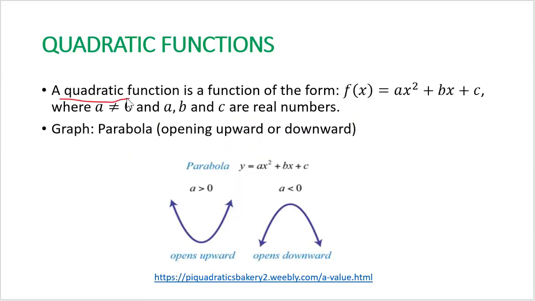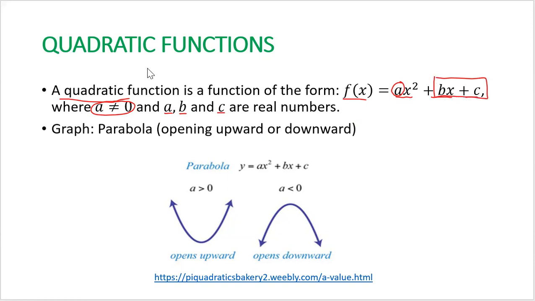A quadratic function is a function of the form f of x equals a times x squared plus b times x plus c, where a is not equal to 0 and a, b, and c are real numbers. A is not 0 because if we have 0 times x squared, the function will be reduced to a linear function, that is of the form b times x plus c.